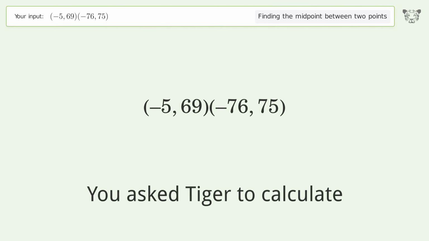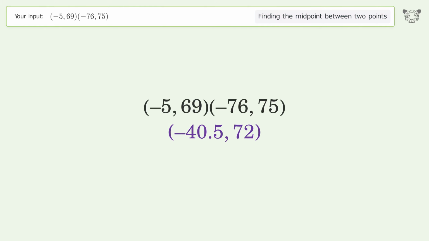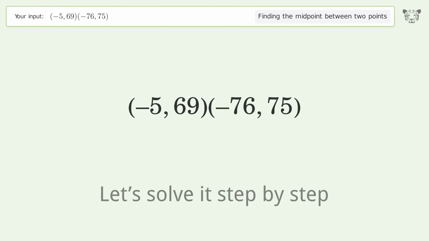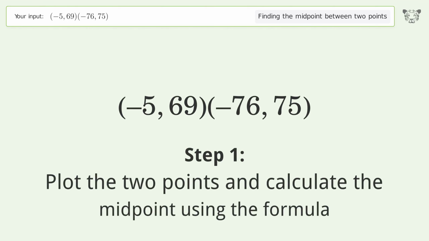You ask Tiger to calculate. This deals with finding the midpoint between 2 points. The midpoint between the 2 points is -40.572. Let's solve it step by step. Plot the 2 points and calculate the midpoint using the formula.